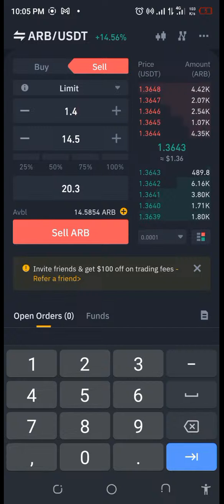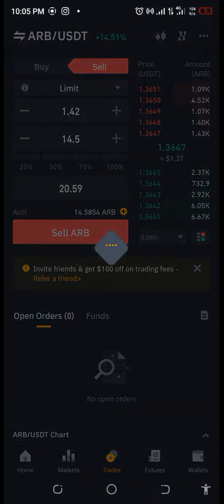Okay. Let me stop dilly-dallying. Let's go and see whether this is going to go up. All right, so I think I will leave it at 1.42. Let's hope that it does. Let's go ahead, take that screenshot, and then sell.